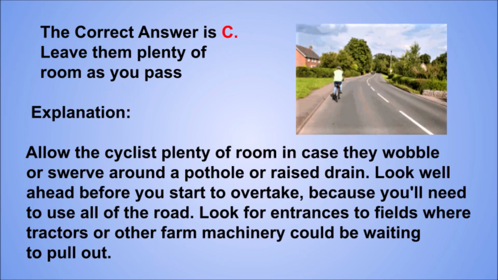Explanation: allow the cyclist plenty of room, in case they wobble or swerve around a pothole or raised drain. Look well ahead before you start to overtake, because you'll need to use all of the road. Look for entrances to fields where tractors or other farm machinery could be waiting to pull out.